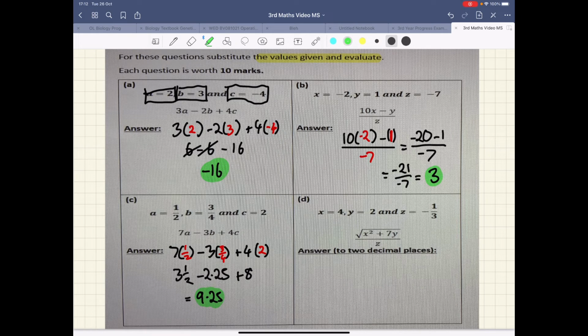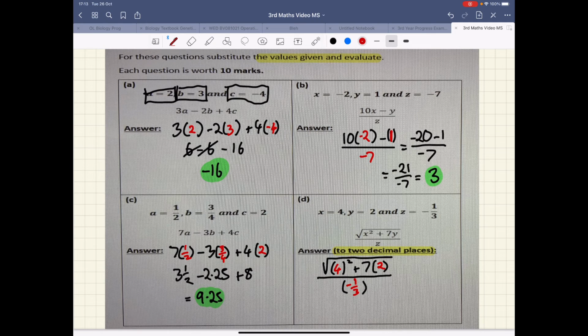Now, I kind of alluded in this one to give to 2 decimal places, which means that you're not going to get a nice number in this particular instance. So let's go through it. It's going to be the square root of x to the power of 2 plus 7 to the power of something all over z, which we'll fill in now in our different color pen. So it's going to be 4 to the power of 2 plus 7 times 2, divided by -1/3. Okay, so you're going to need a calculator for this one.